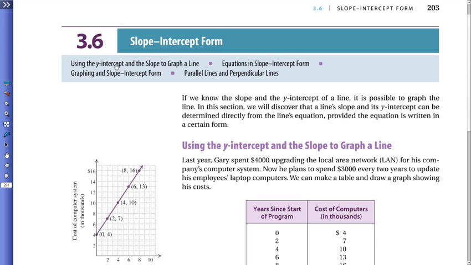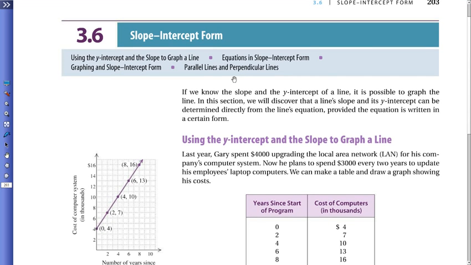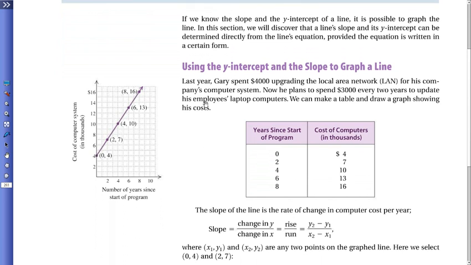So we're going to go through what the y-intercept and the slope are, and how they can be used to graph a line. We're going to get equations into this slope-intercept form, it's called, and then we're going to graph using that form, and then we're going to talk about some special lines that occur, which is really related to slope. So we're going to talk about those things in this section.